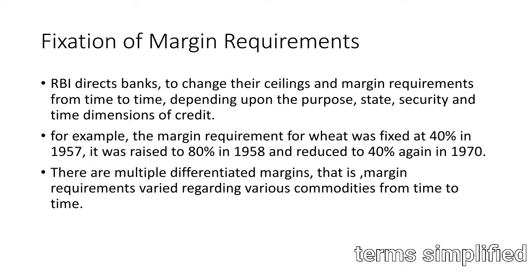It includes A. Fixation of margin requirements. RBI directs banks to change their ceilings and margin requirements from time to time, depending upon the purpose, state, security and time dimensions of credit. For example, the margin requirement for wheat was fixed at 40% in 1957, it was raised to 80% in 1958 and reduced to 40% again in 1970. There are multiple differentiated margins, that is, margin requirements varied regarding various commodities from time to time.